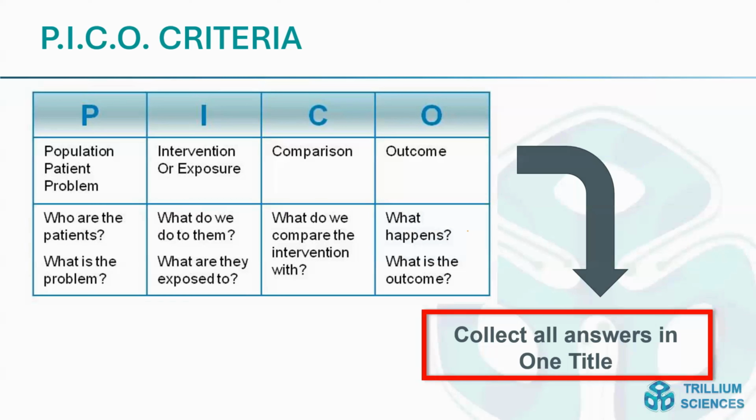So again, it doesn't have to be efficacy outcomes. It can be safety outcomes. It can be patient perspectives. It can be even surveys that convey the physician's practice or even their perceptions. So you have to know your population. You have to know the intervention, the comparisons you are doing, if available, of course, and the outcomes expected. So when you can collect all these answers in one title, usually this sentence is your research question.